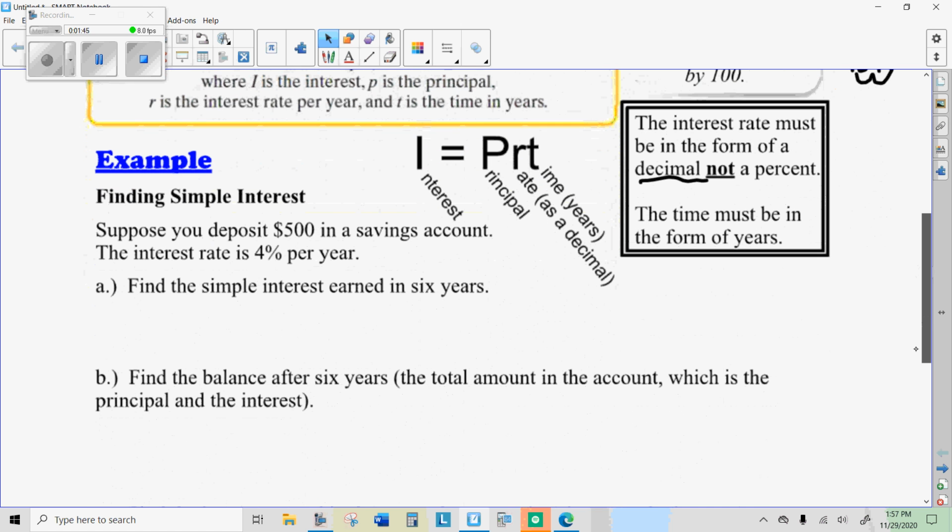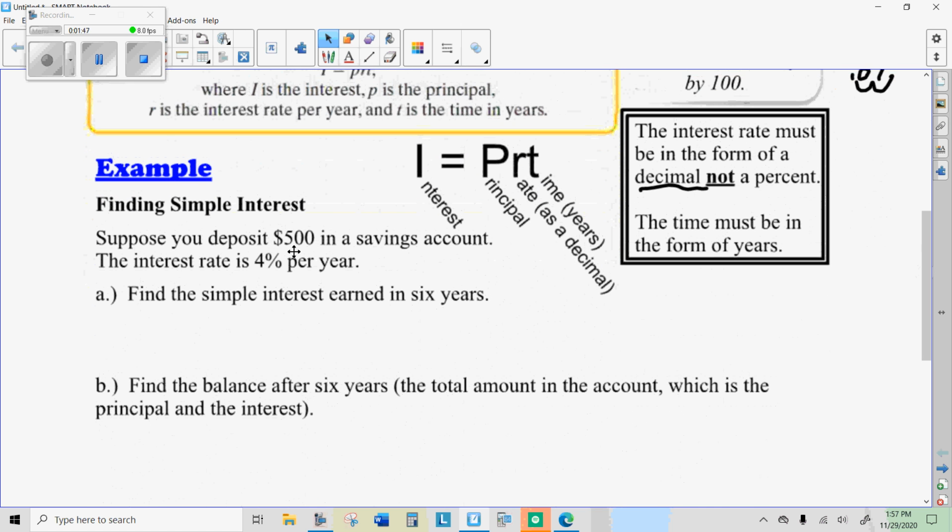All right, so here's how you do it. If you have $500 in your savings account, now write this down, the amount in there is called your principal, so that's P. And the interest rate is 4% per year. So that's the rate we're going to use. Now we're going to change that to a decimal. So write that down as 0.04. That's your R.